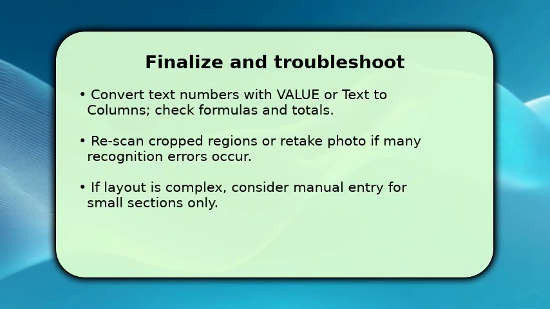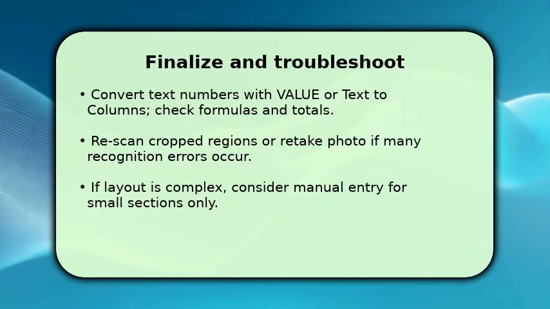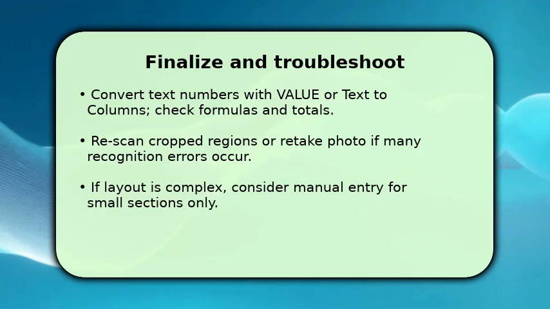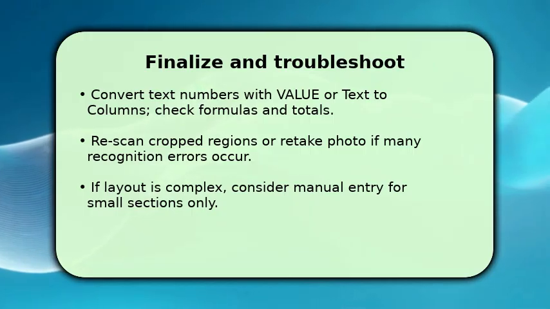You now finalize by converting any remaining text numbers using value or Excel's text to columns, and then verify totals and formulas so calculations update correctly. If you see systemic recognition errors, retake or recrop the photo and re-import. Small improvements in lighting and alignment often fix most issues quickly.